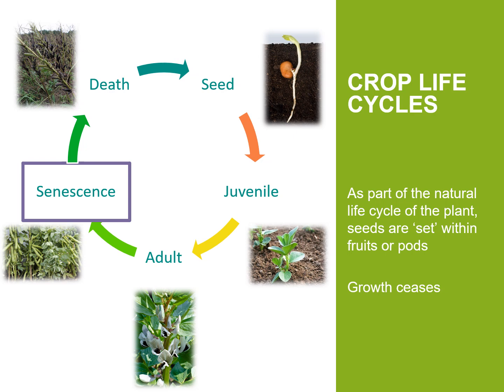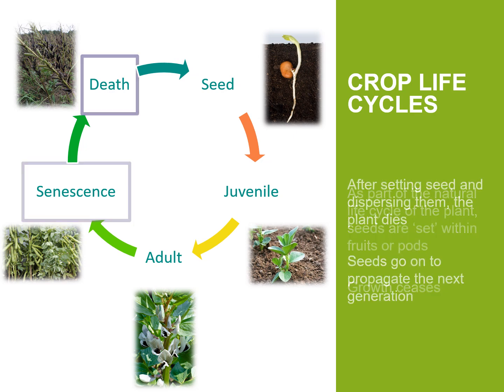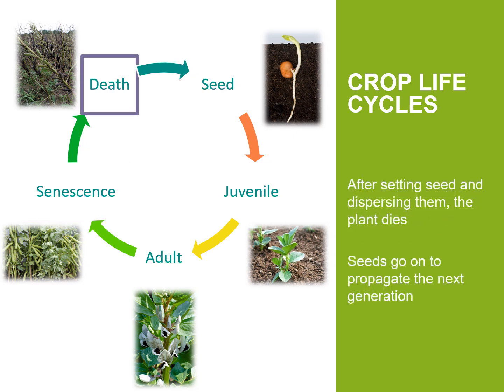So this is the process by which the fruiting bodies of the plant begin to mature and drop off, and the seeds are set within fruits or pods, and growth generally ceases at this point. This is then followed by the death of the plant, and the following generation is then continued through those seeds which are produced through the adult and senescence phases of the crop life cycle.